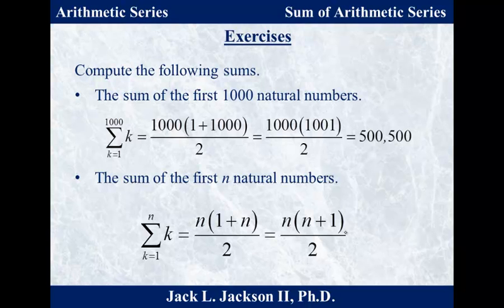And we can write a formula for the sum of the first n natural numbers in terms of n. It's the sum from k equals 1 to n of k. Well, the first number is 1, the last number is n, and there are n of them, and it's over 2. So it's n times n plus 1 over 2.